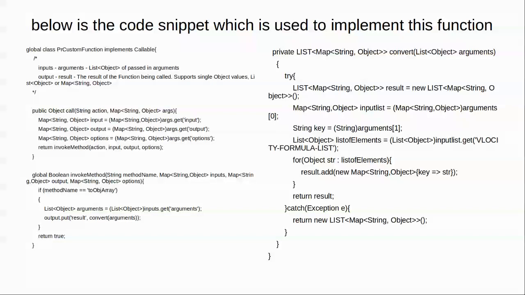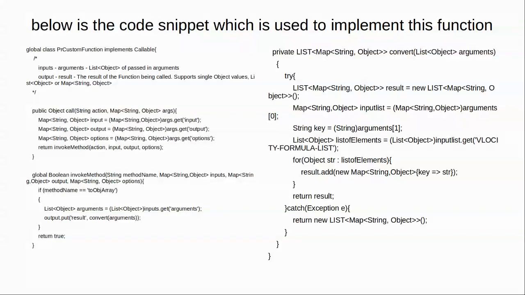Similarly, we are segregating the responses over here, and then we are calling the invoke method with certain parameters like action, input, output, and options. This invoke method is calling our method, which you can see on the right hand side, which is basically converting the list of assets into different asset IDs. So if you want, you can pause the video for a moment and go through this code. The code is pretty much simple.